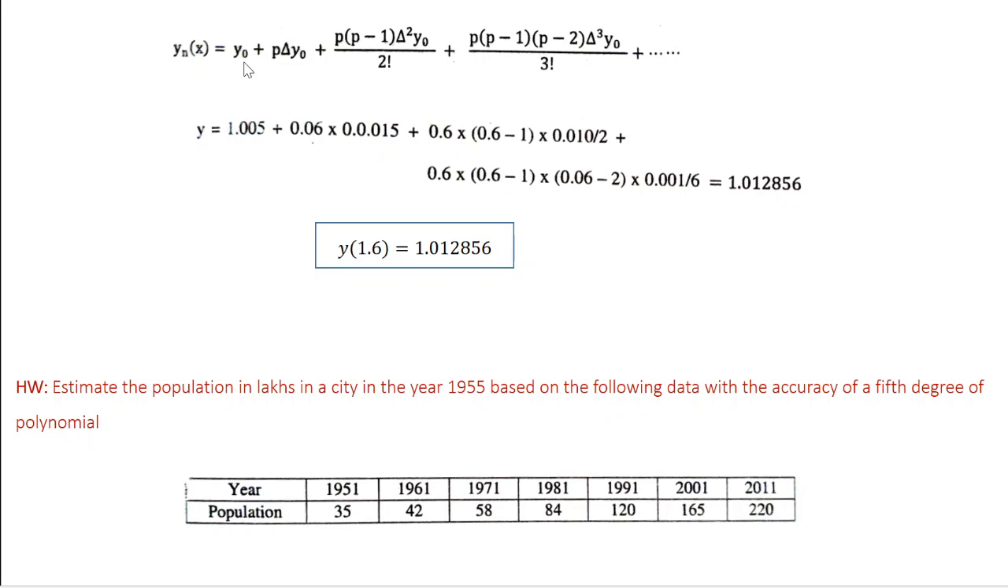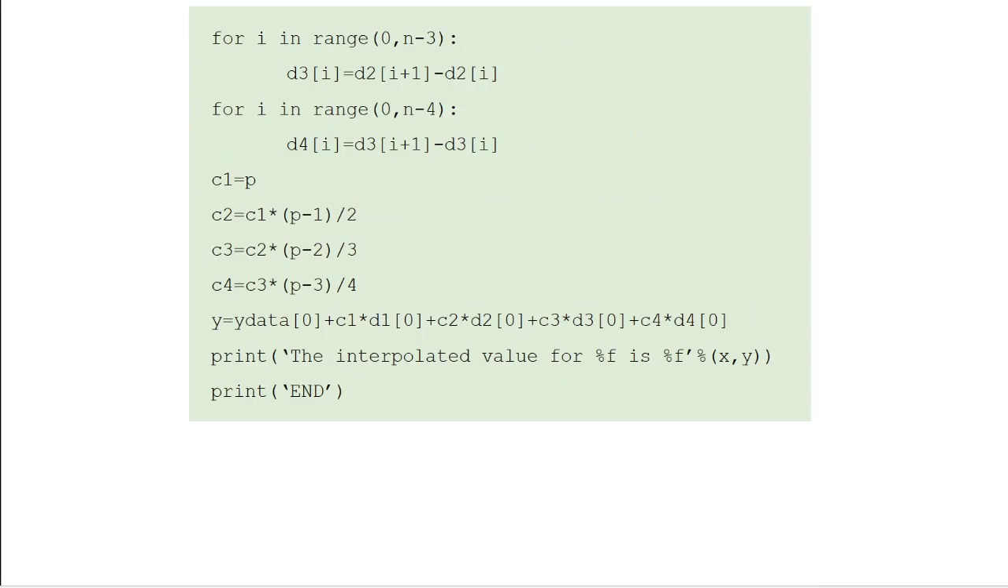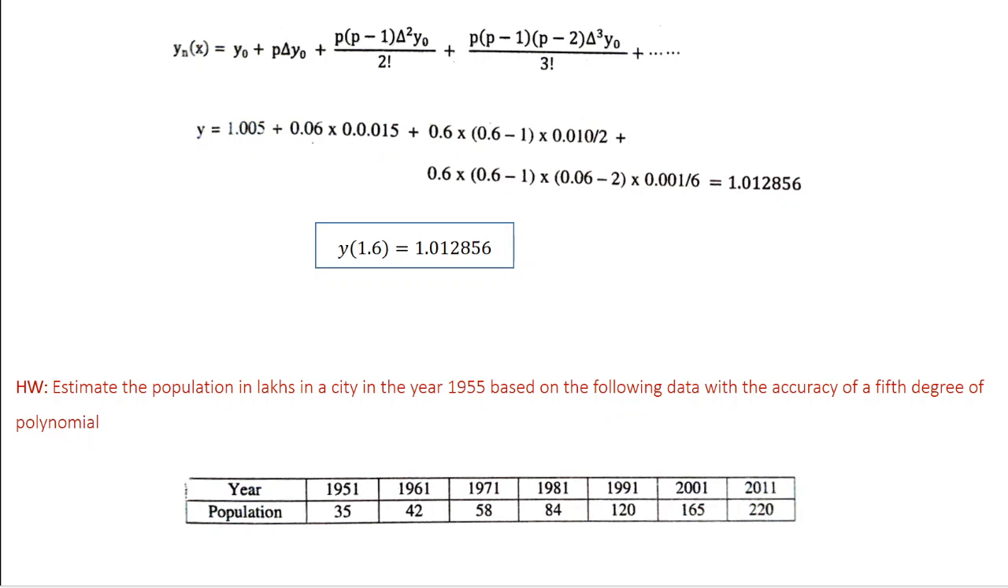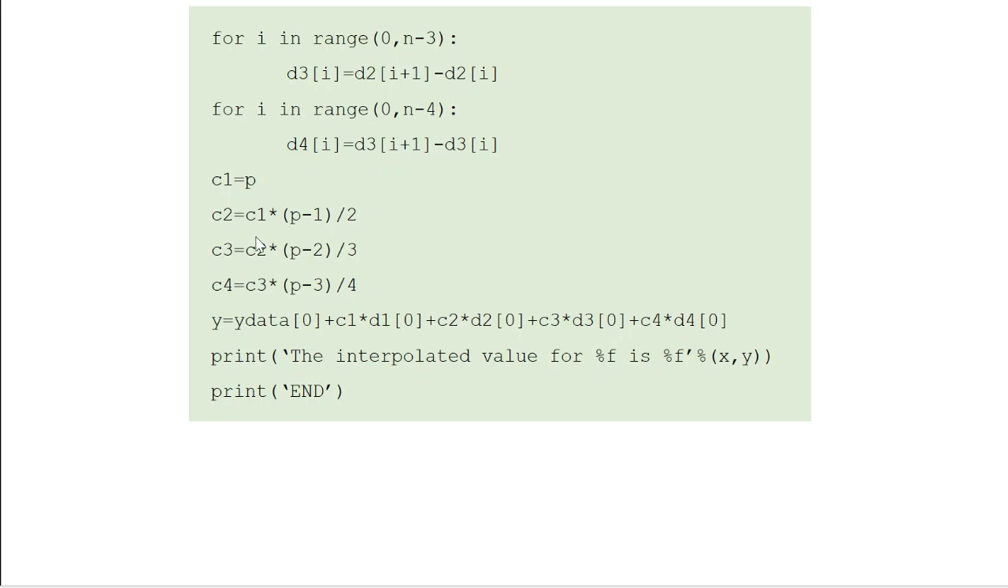So the coefficient of the 0th term is 1. So let's leave it that way. The coefficient for the first term, I am going to call it C1. Okay. So C1 equal to P. And the coefficient for the second term, P into P minus 1 divided by 2 factorial, is P into P minus 1 by 2. P is C1, right? So this is going to be C1 into P minus 1 by 2. So C2 equal to C1 into P minus 1 by 2.